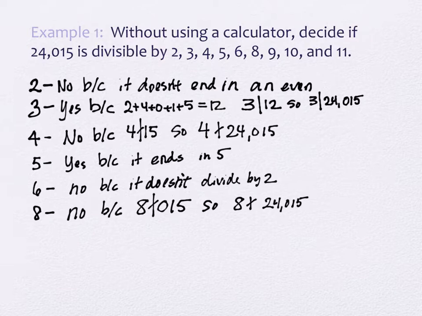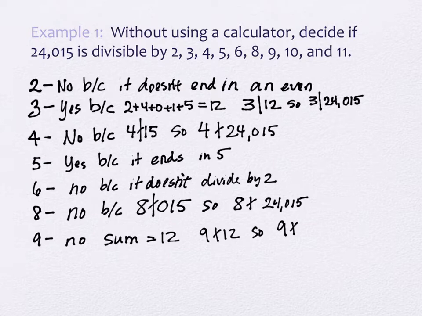How about 9? Not quite. Back to the divisibility test by 9. The sum is 12. Still no, it doesn't. Okay, so the sum, basically what we had before, was 12, right? 12 divides by 3, so it makes it divisible by 3. But 9 does not divide 12, right? So 9 does not divide 24,015.